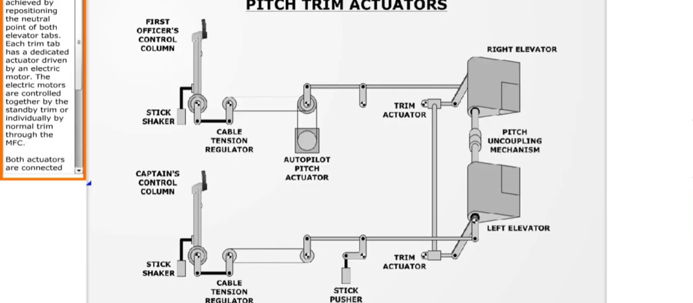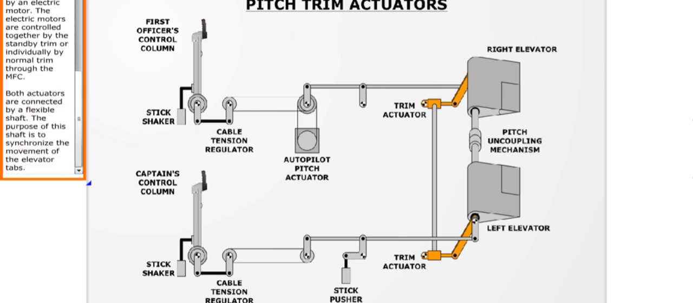Pitch trim is achieved by repositioning the neutral point of both elevator tabs. Each trim tab has a dedicated actuator driven by an electric motor. The electric motors are controlled together by the standby trim or individually by normal trim through the MFC. Both actuators are connected by a flexible shaft. The purpose of this shaft is to synchronize the movement of the elevator tabs.